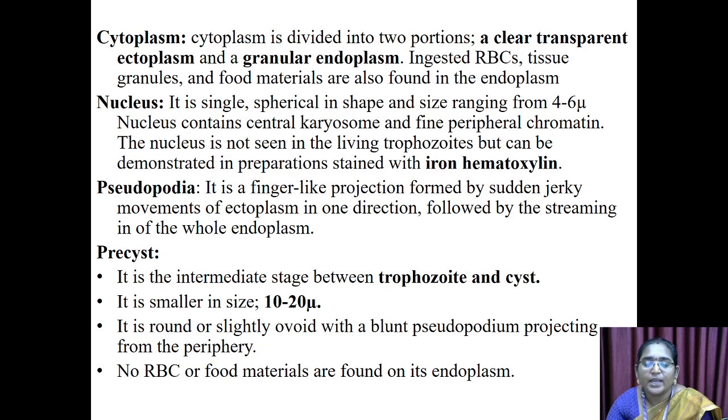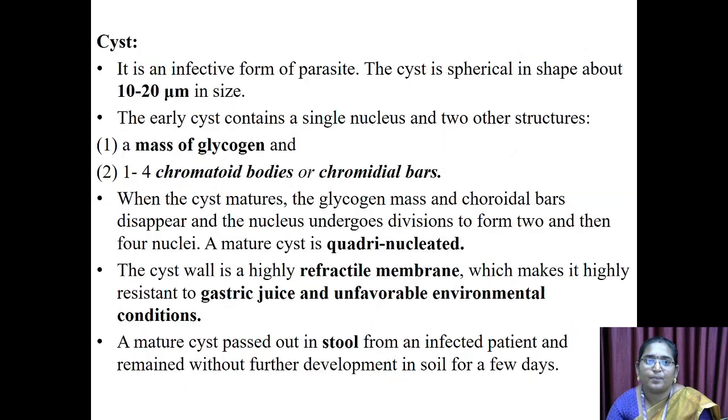Precyst. It's the intermediate stage between trophozoite and cyst. It is smaller in size, 10 to 20 micrometers. It is round or slightly ovoid with a blunt pseudopodium projecting from the periphery. No RBCs or food materials are found in its endoplasm.